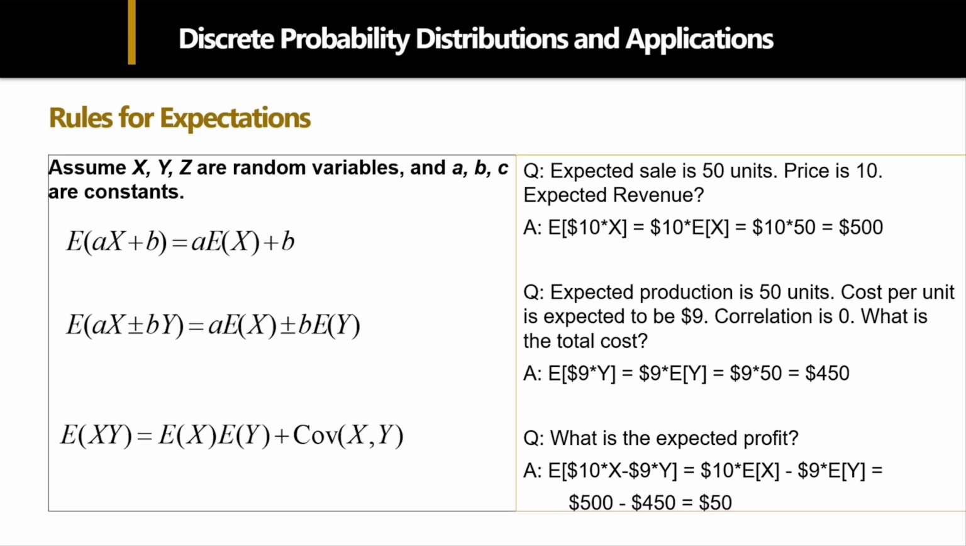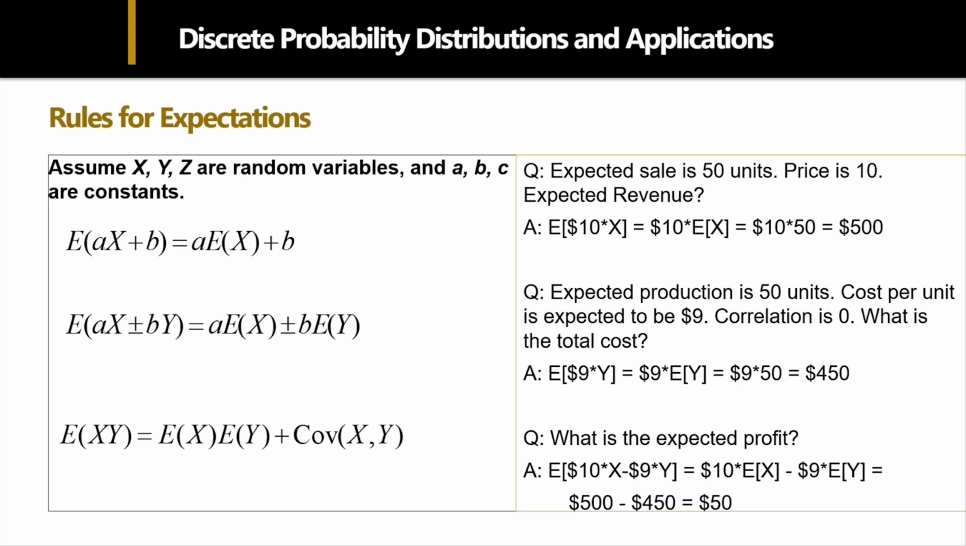Let's say the expected sale of a product is 50 units. The price is $10. So what's the expected revenue? Well, that is equivalent to saying the expectation of 10 times X. Since that 10 is a constant, it comes out. We just have 10 times the expectation of X, which was given to us in the question as 50. I can substitute 50 in for the expectation of X and say 10 times 50 is 500.